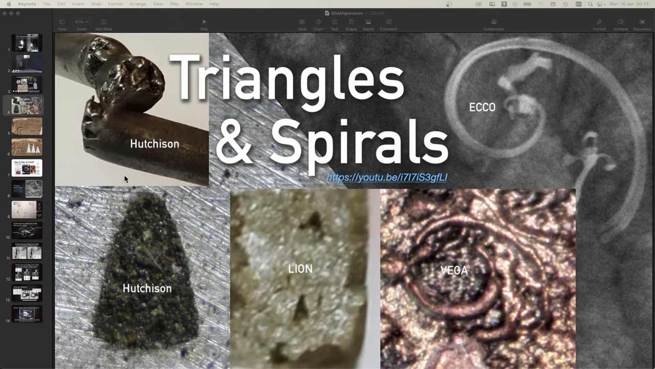But if you look down the cone from the top, like down this way, you would see a spiral. Like these, and this is in Echo and this is in Vega. And we observed this in a number of different Hutchison samples and so forth.